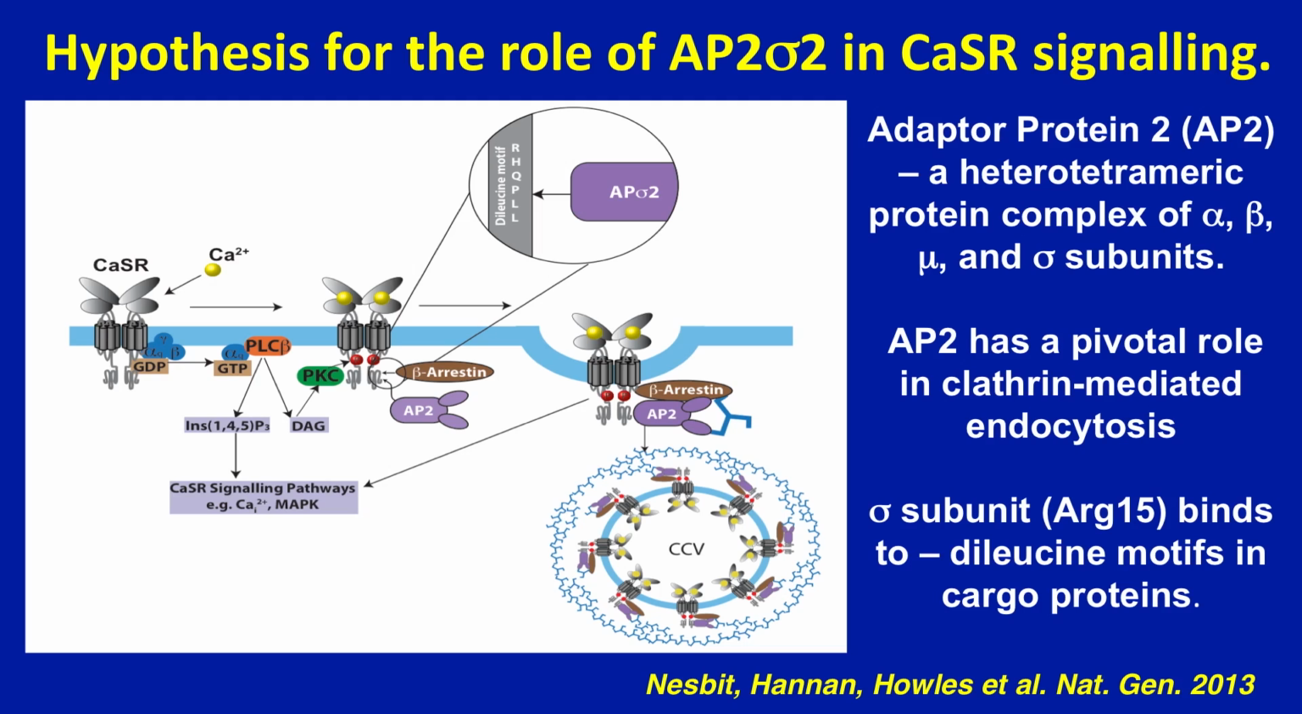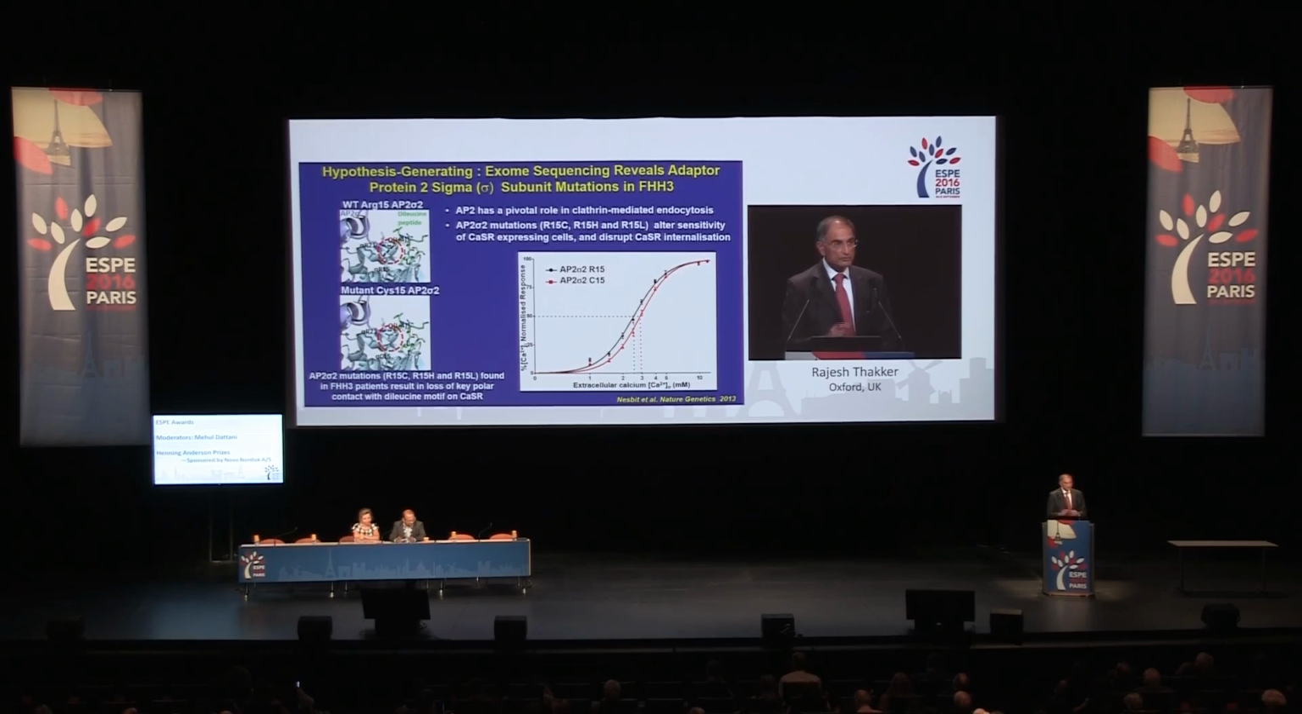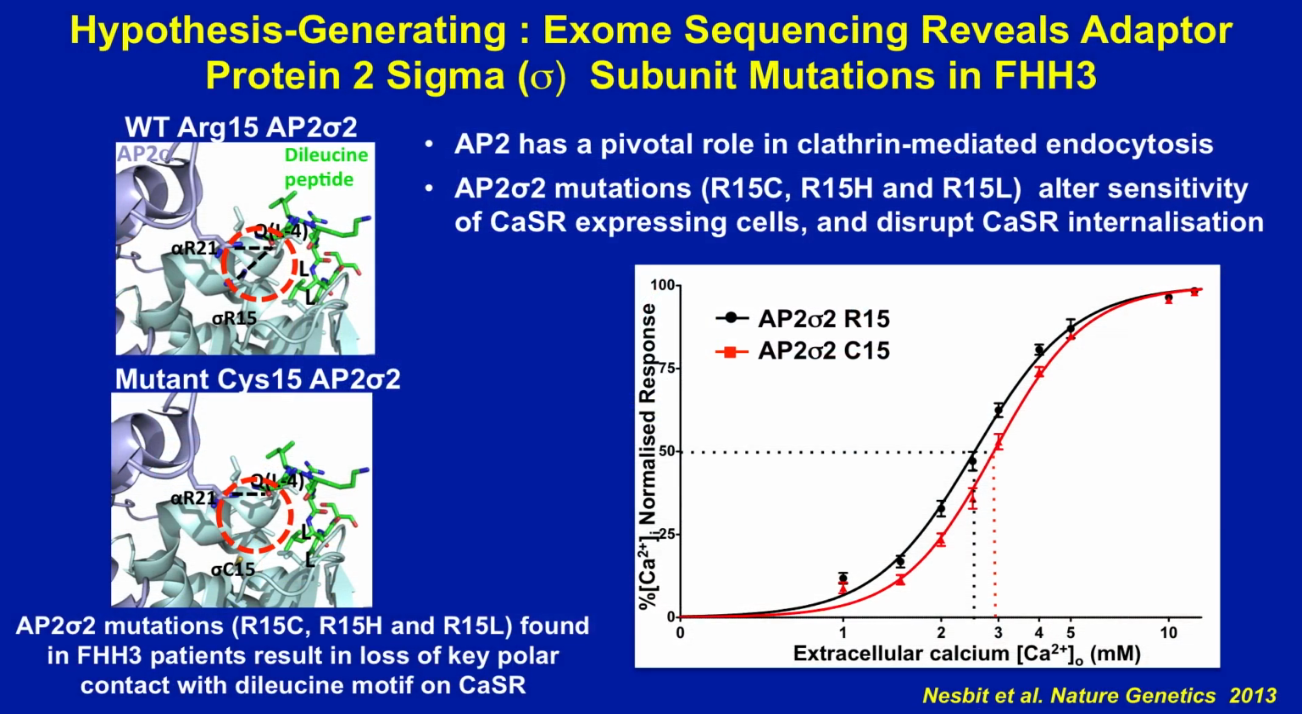So it's pivotal in forming these vesicles for further processing of this receptor. If this hypothesis was correct, that this arginine 15 residue was absolutely critical, then we needed to demonstrate that this arginine 15 residue was functionally altering this receptor, and secondly, provide a structural explanation. The arginine residues here are absolutely critical in hooking onto these dileucine motifs over here, and if you change it to a cysteine or a leucine or a histidine, you actually lose that polar contact, so you will not be able to hook onto that protein and pull it in that way.